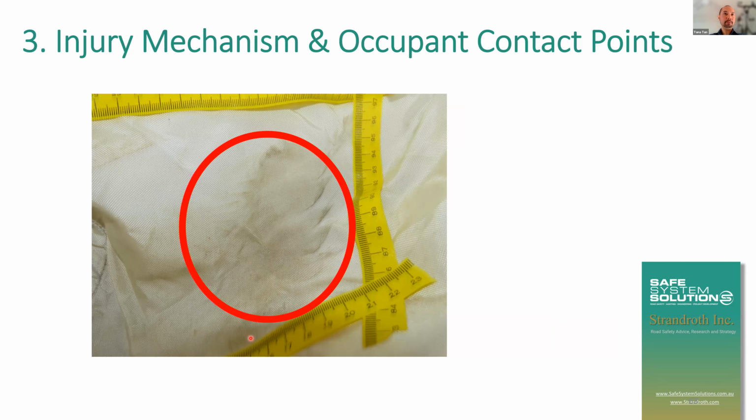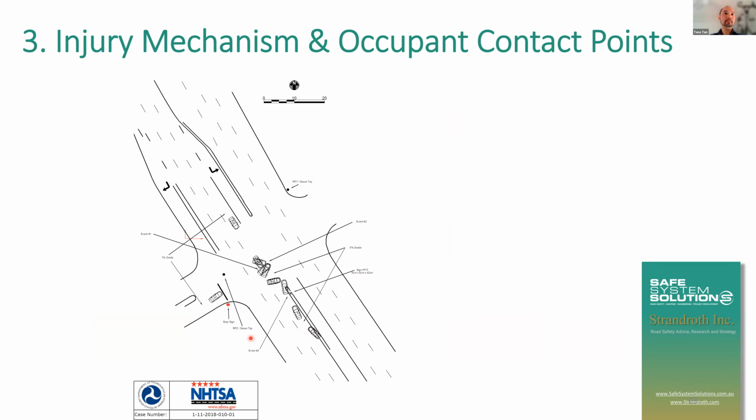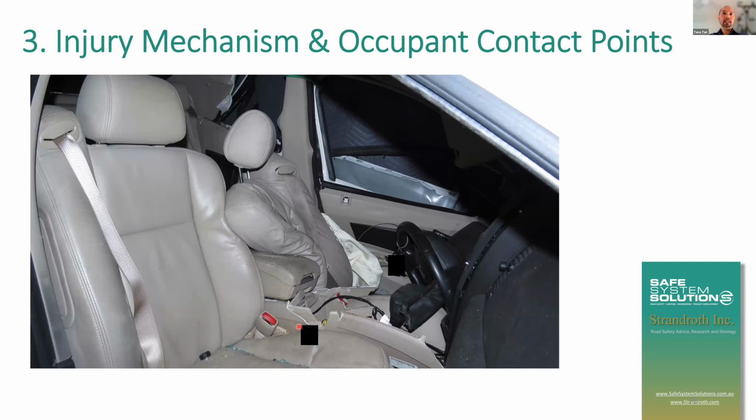Okay, so that's the first case study. Let's go to the next one here. So this one here is a vehicle that's traveling, vehicle 1 is traveling northwest and entered an intersection. And it was impacted by vehicle 2, which was coming from the opposite direction. And that was a left-hand side impact on vehicle 1, sorry.